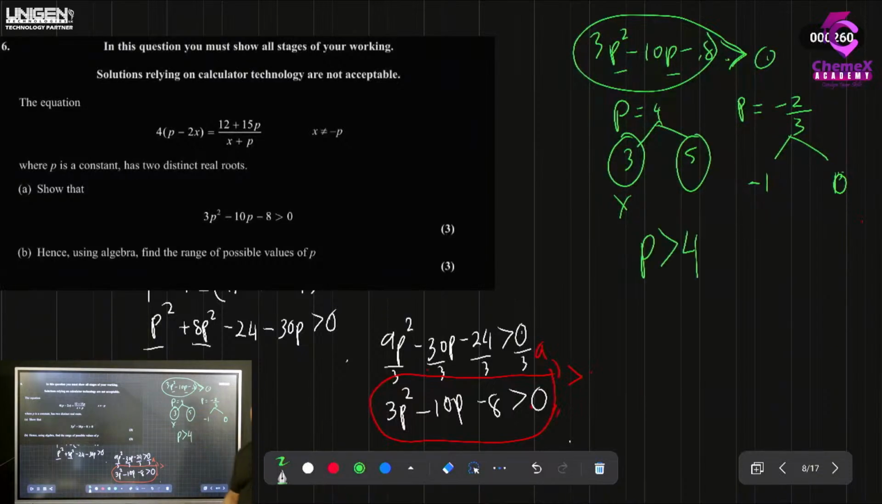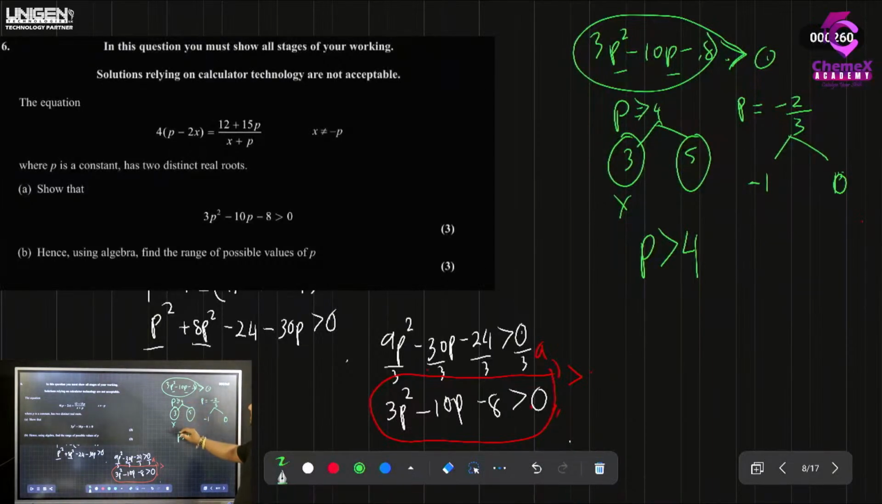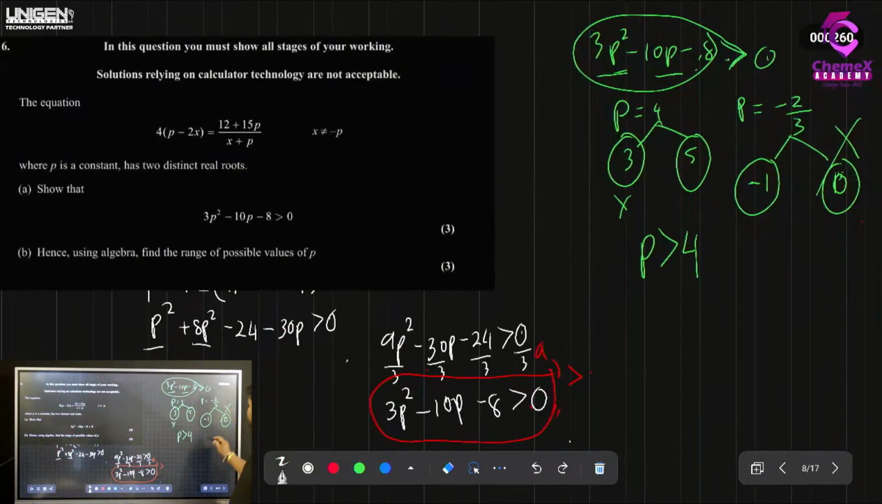Did you understand how to put the inequality sign? Don't just put the inequality sign like this for both. That's wrong. You have to check. Now let's take 0 and put it in the other. 0 minus 8 doesn't satisfy. So let's take a number which is less than that. So p is less than minus 2 over 3.